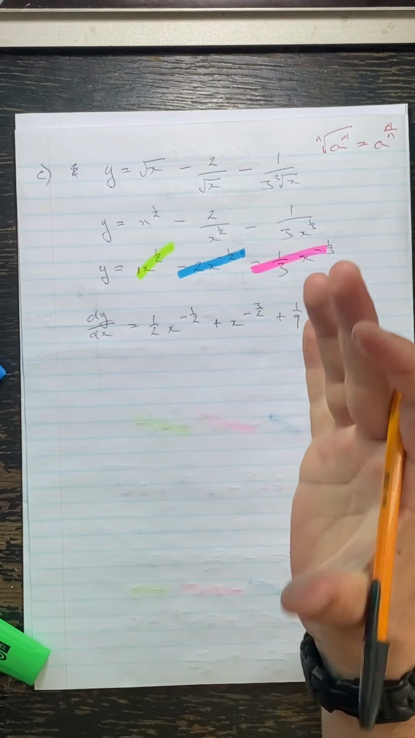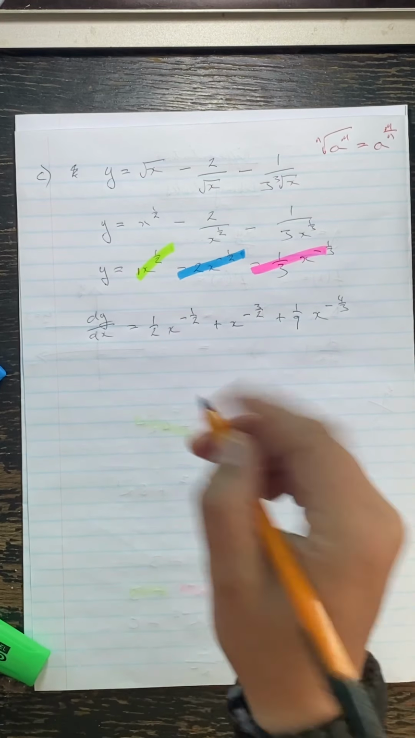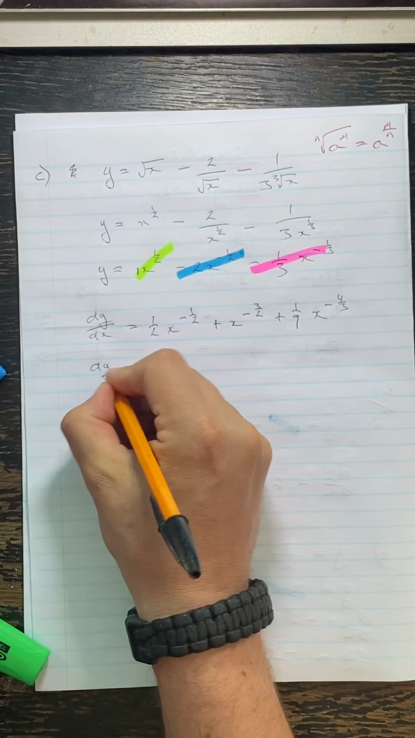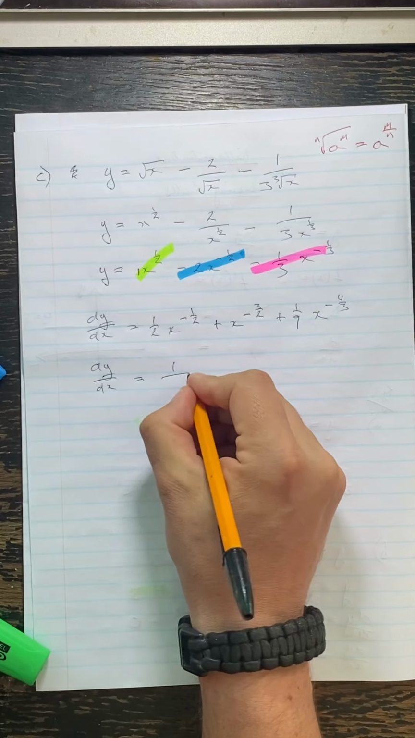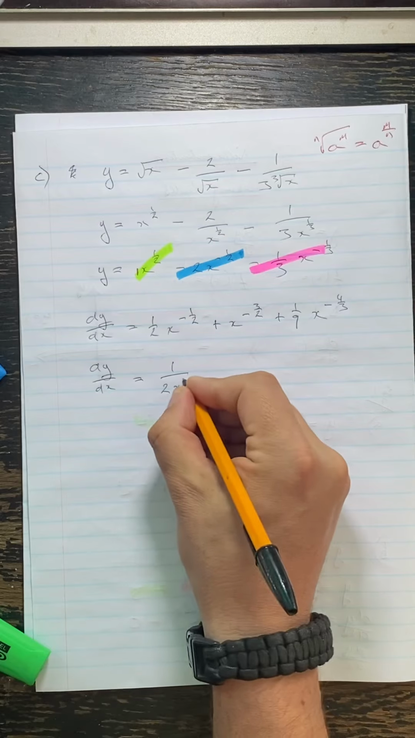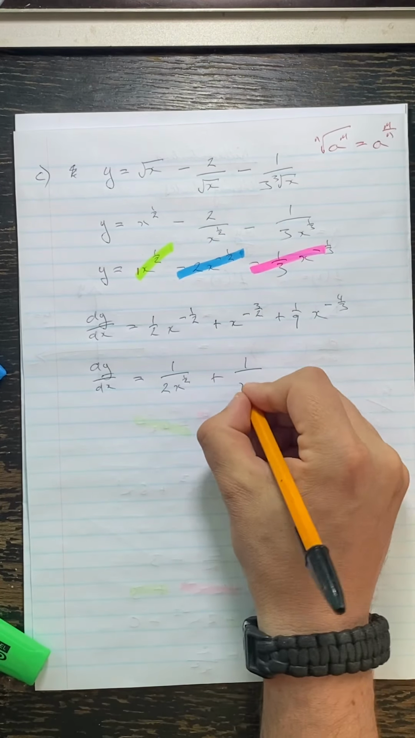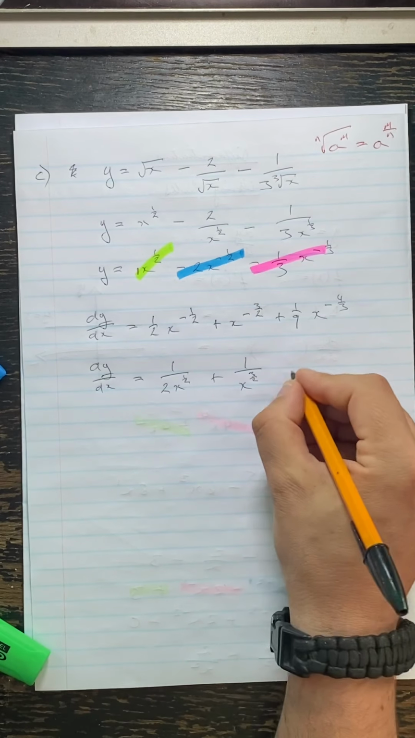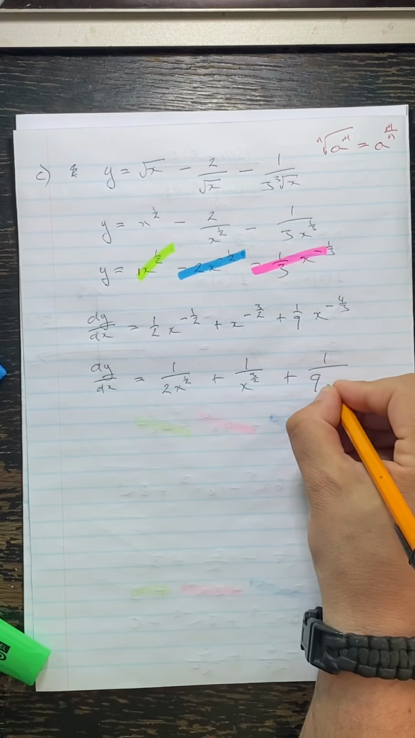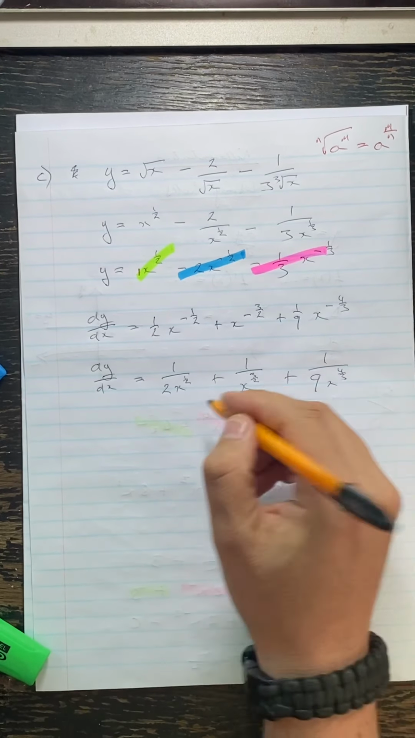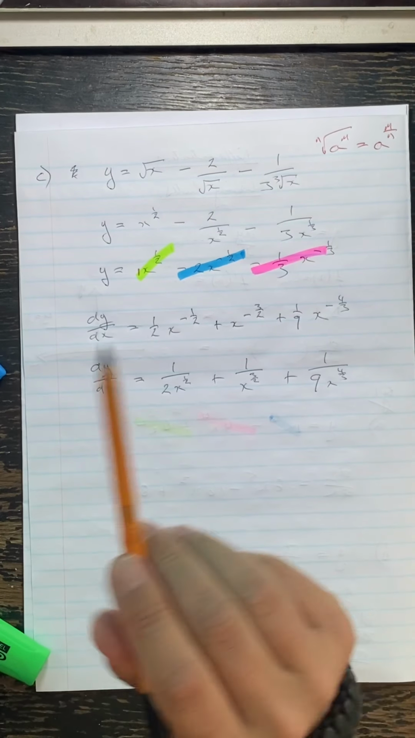Okay, that is our derivative, but we don't leave it with negative exponents. So I'm just going to rewrite it with positive exponents. So dy dx is equal to, this one comes to the bottom, so it's 1 over 2 x to the half, plus this one goes to the bottom because it's negative 3 over 2, plus this one goes to the bottom because it's negative 1 over 9 x to the 4 over 3. And those answers are fine, guys. You don't need to put them back into surd form like this. Okay, so there's our final answer.